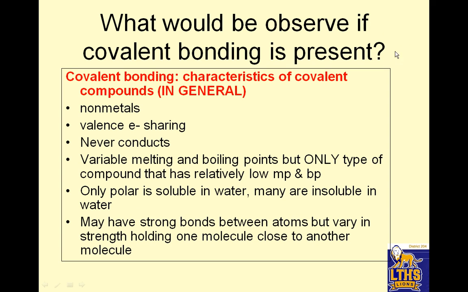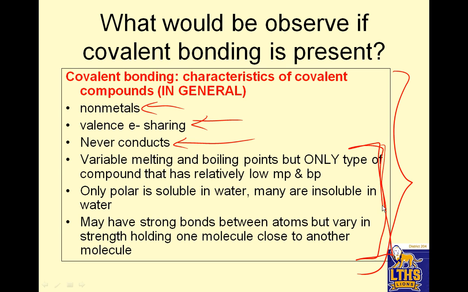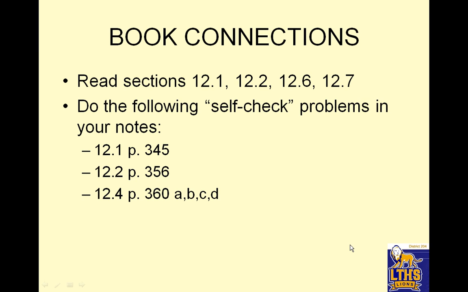If you see something that's covalently bonded, you're going to want to look for these characteristics: nonmetals, sharing electrons, don't conduct electricity. We'll test in the lab to see these things. You should write them down. Remember to do this from the book. This will help you with dot structures.